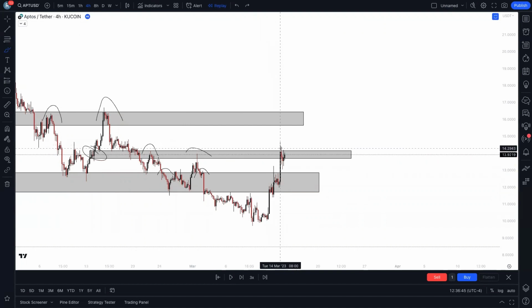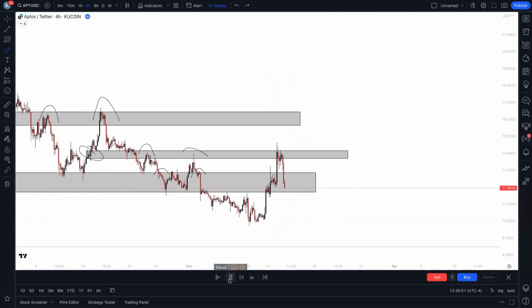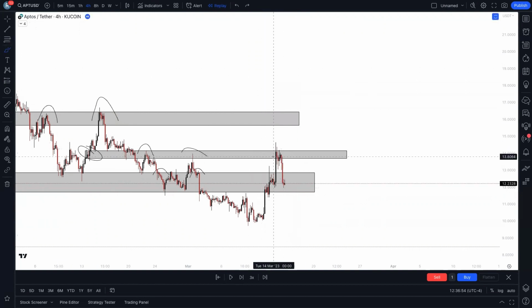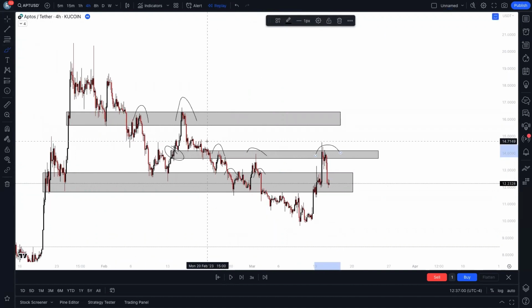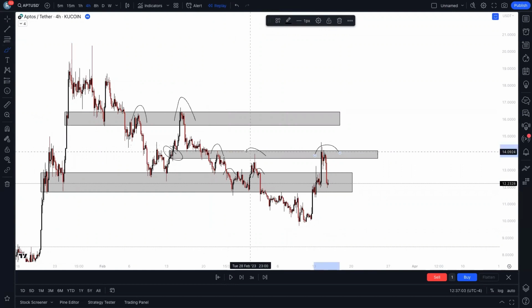Retesting this OB, wicks are slicing, closes below the OB. So now you're going to look for a reaction to get short around here. And then it rejects. So you can use hard stops. There's nothing wrong with that. It's just all about your risk management, right? As long as your risk is managed, you play the order blocks however you see fit.